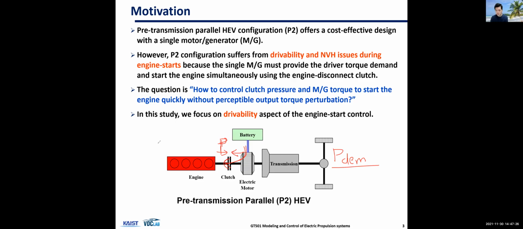So this is a pretty tricky problem, right? You have a limited amount of power from the battery and motor, and you need to provide power to the wheel, and you need to start the engine, and you need to control the clutch properly, okay?